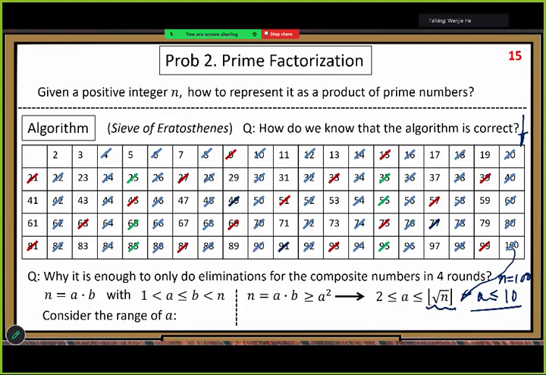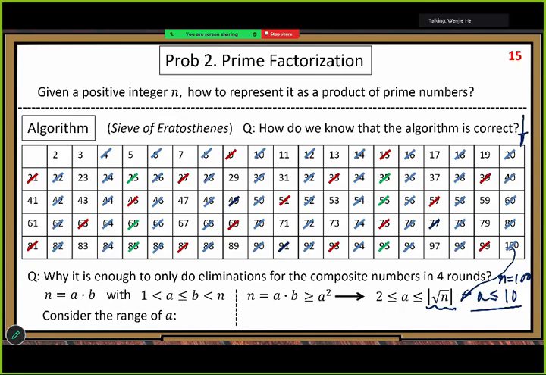The largest prime number less than 10 is 7, right? After you do 4 rounds of elimination, you already reach the upper bound for A, right? So you can stop, okay? Because you processed the upper bound for A. No need to look at the numbers higher than this upper bound. No need.